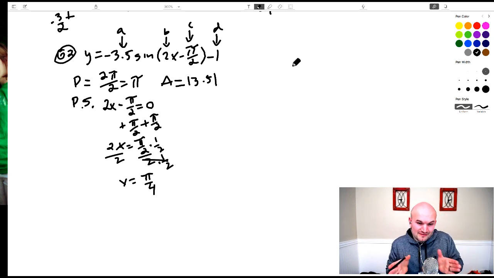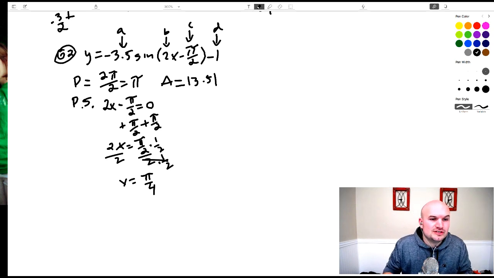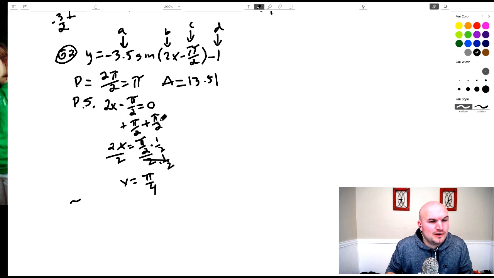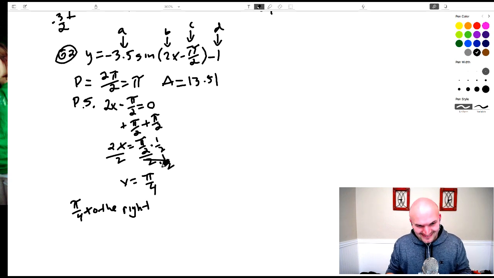Now again, you're thinking of that shifting pi over 4. Again, that's going to be positive. So therefore, you can say pi over 4 to the right. And that does not look like pi over 4 to the right, but we're just going to roll with that. So we'll just keep that going.